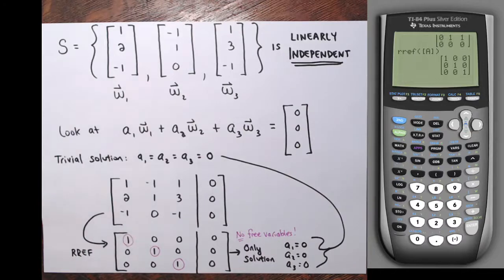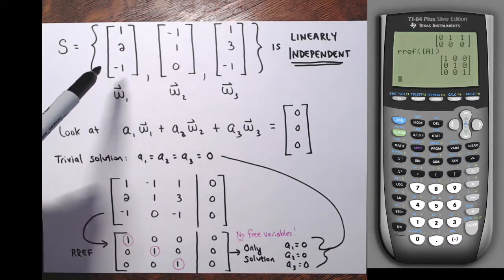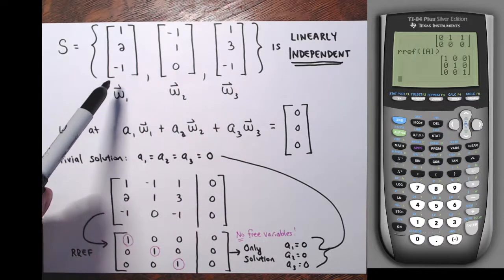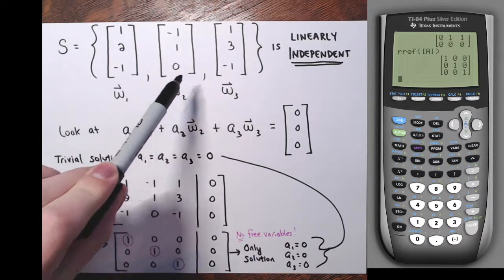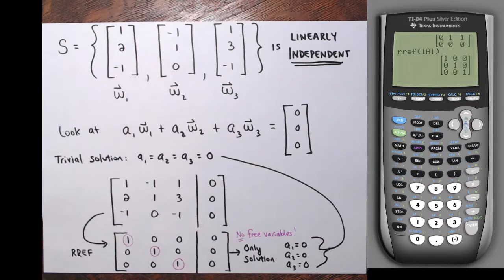Very good. And again, that means that none of them, you can't take any of these and write them as a linear combination of the other two, like I could in the previous example when they were dependent vectors.